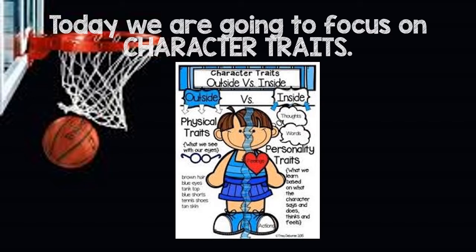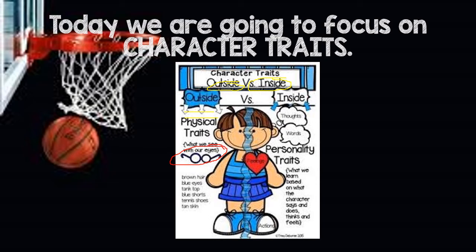There are two different types of character traits that we can identify for a character. One is called outside and the other is called inside. Let's take a look over here at outside first. Outside character traits are things that we can see. We consider those physical traits.